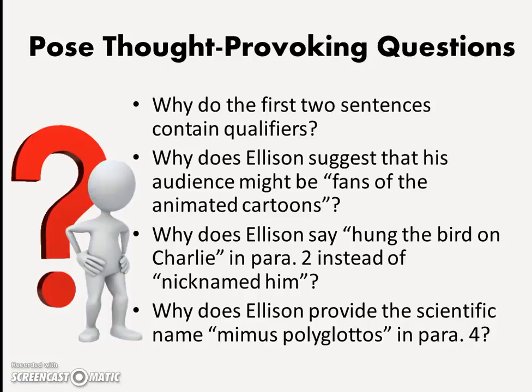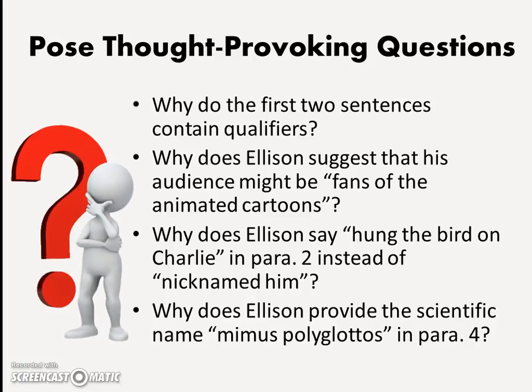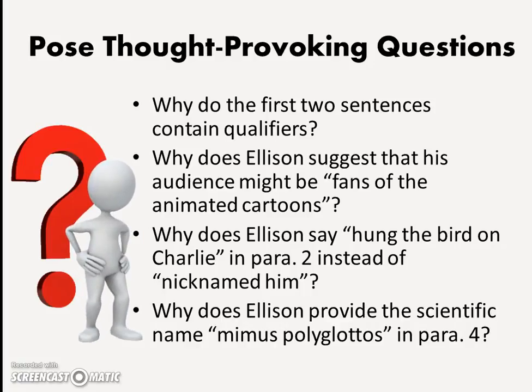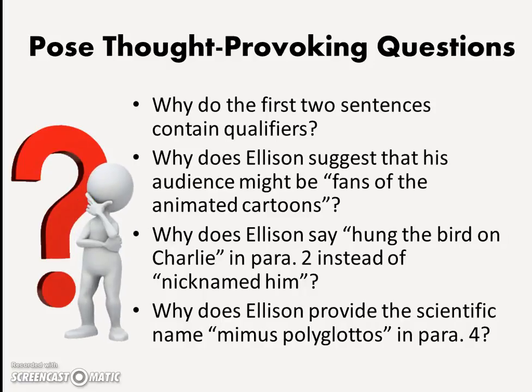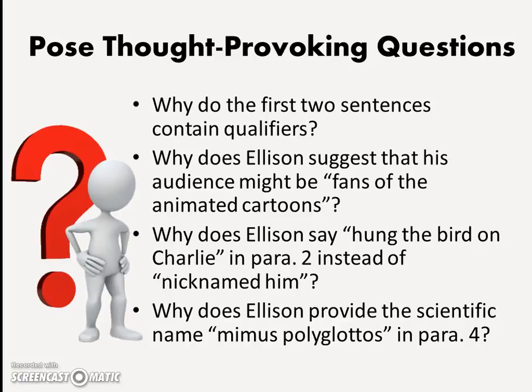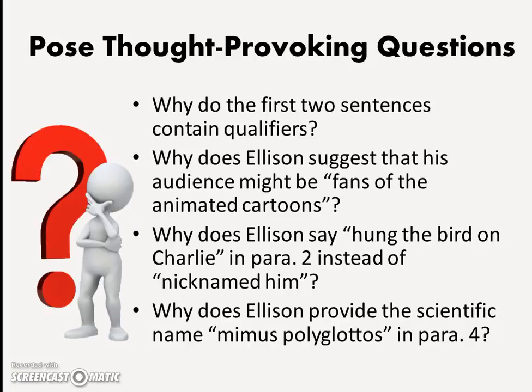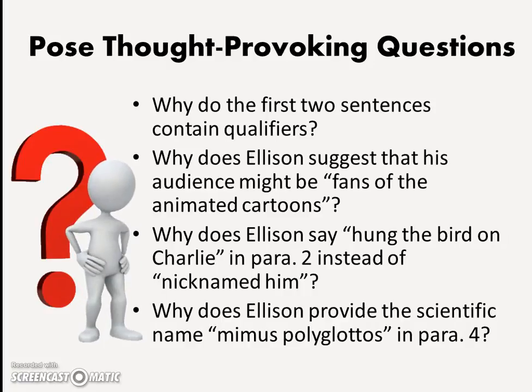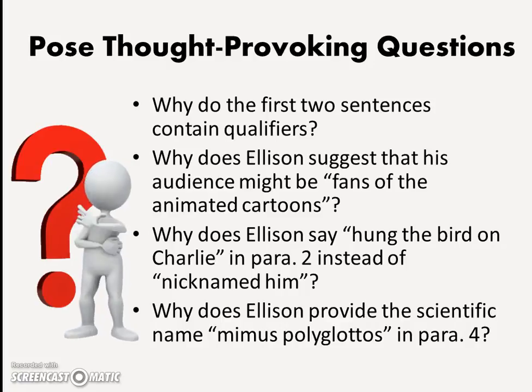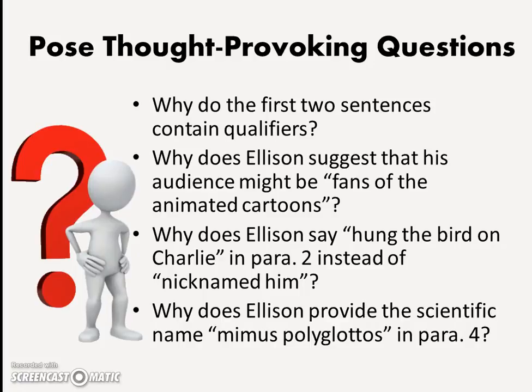All right, so here are some things to consider. Number one, always pose thought-provoking questions. The questions that you're creating, those first impression questions, should not be a simple yes or no. They have to be open-ended. Consider the 4 examples. Why do the first 2 sentences contain qualifiers? Why does Ellison suggest his audience might be fans of the animated cartoons? Why does Ellison say hung the bird on the Charlie in paragraph 2 instead of nicknamed him?